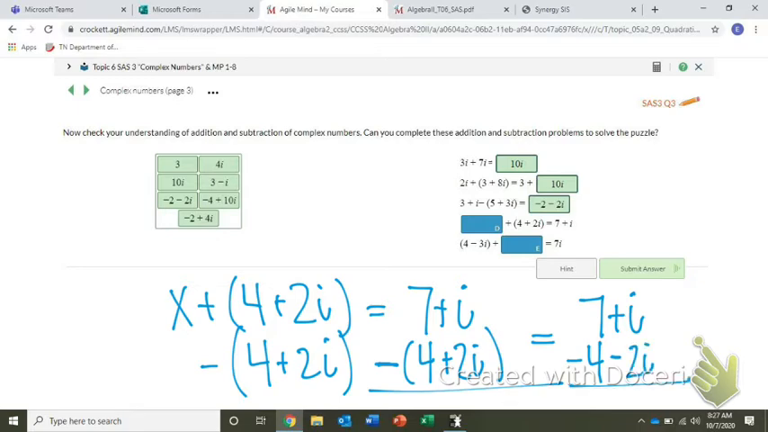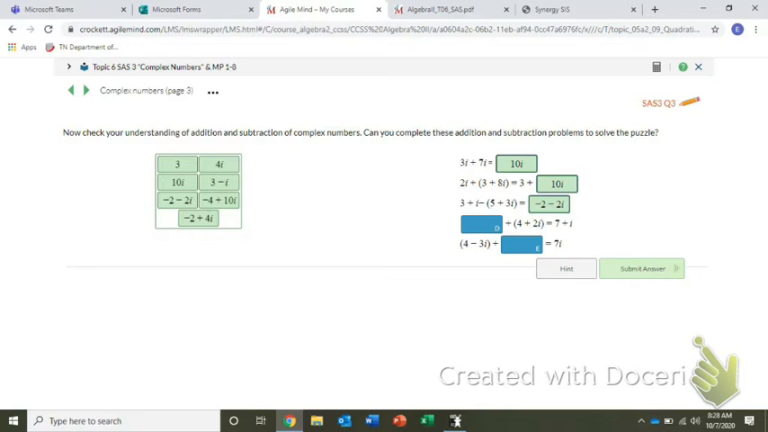So 1i minus 2i is what kind of i? What's 1 minus 2? Negative 1. So we just have a negative i. What's 7 minus 4? 3. So this answer is 3 minus i.